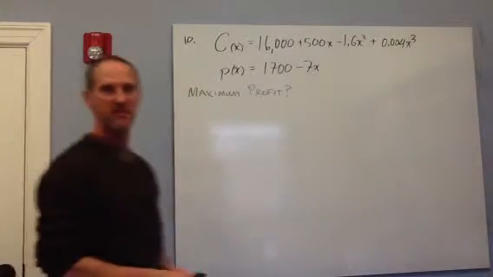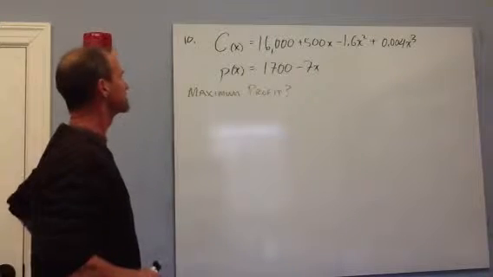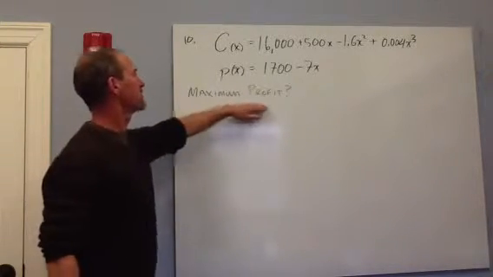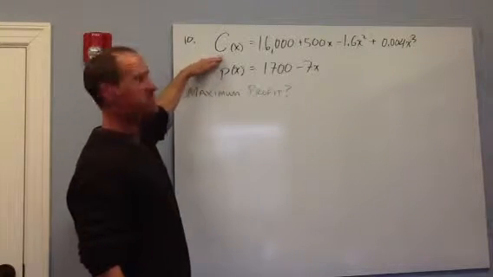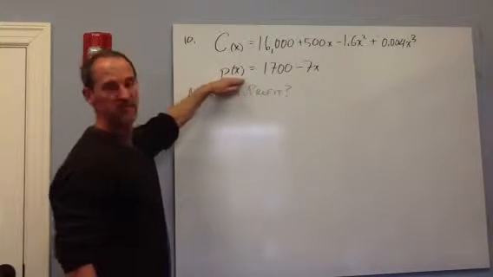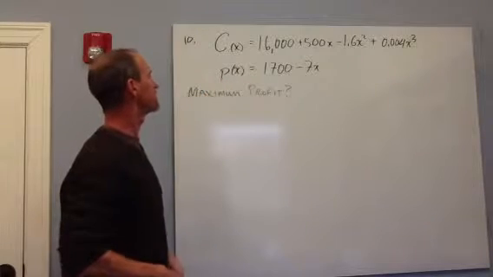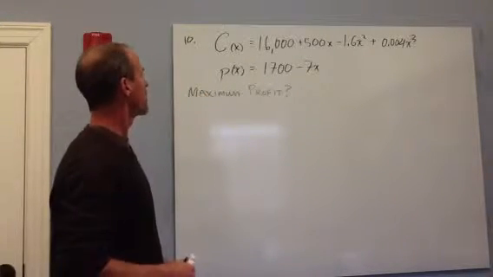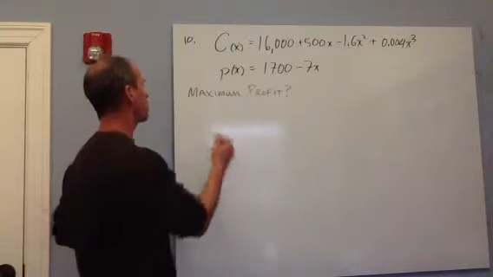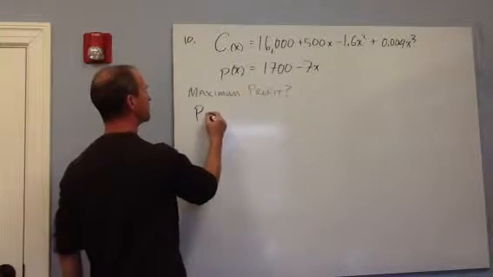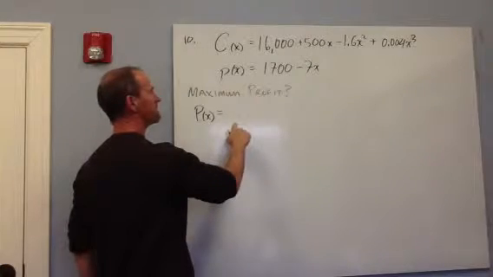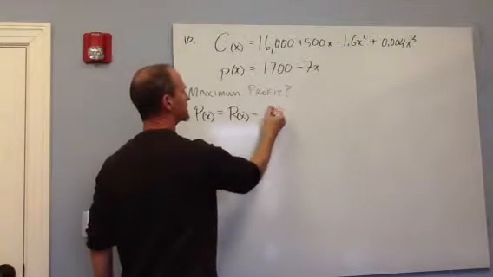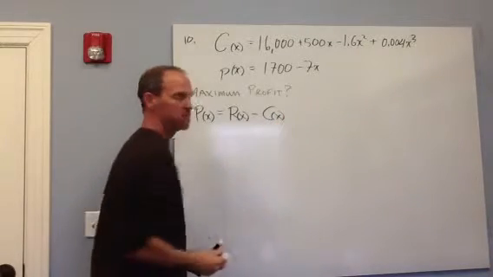Okay, this is problem number 10 from our text. It's a question that's asking you to maximize the profit if you know that the cost function is this, and then the price function or the demand function is the equation below it. All right, so the basic concept here is that we know that our maximum profit is going to come from taking the entire revenue and then subtracting the entire cost, and then maximizing that.